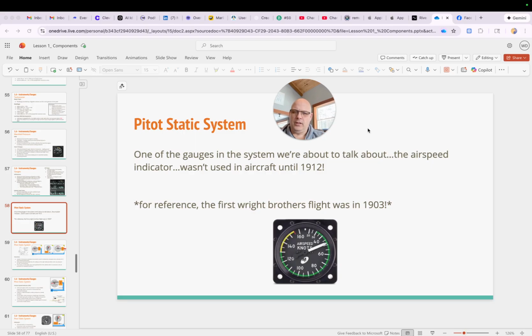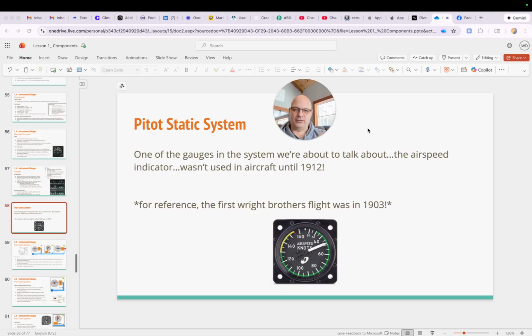Because that's how our brain works, and especially some of our older pilots, I'm not saying I'm old, but I'm an older pilot. It takes a little bit of time for it to become sticky, right? So the pitot system is one of the gauges in the system. What we are talking about is the airspeed indicator. But interesting enough, it wasn't used in an aircraft until 1912. And mind you, the first flight took place with the Wright brothers, of course, in 1903.